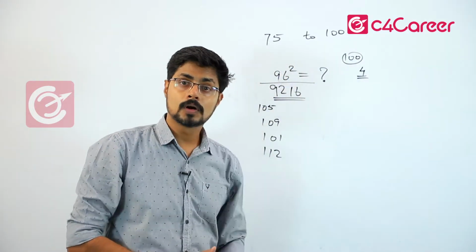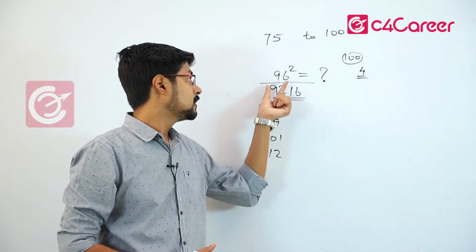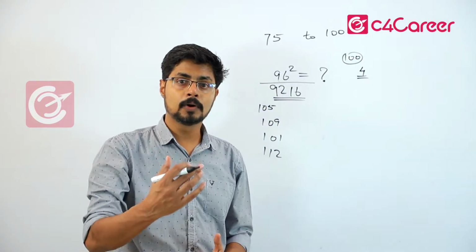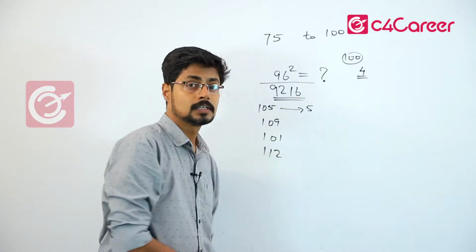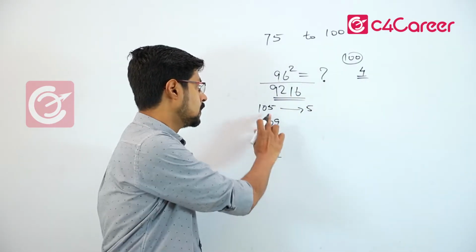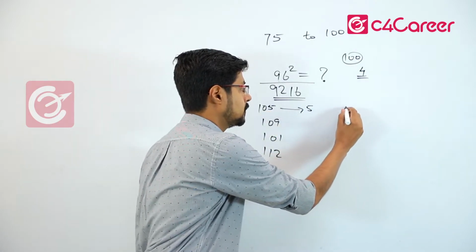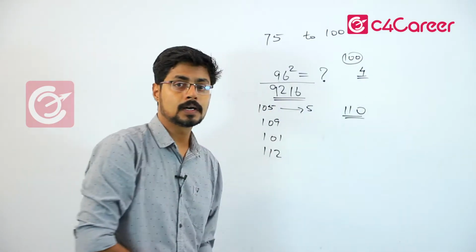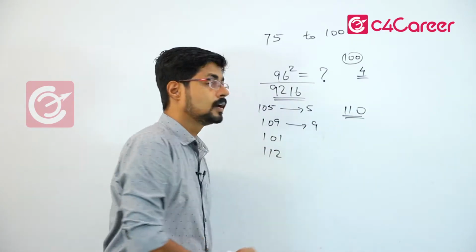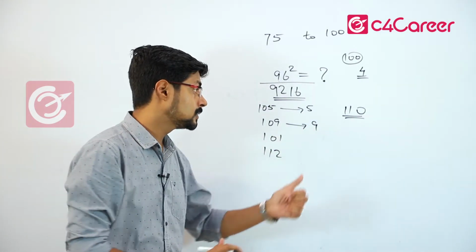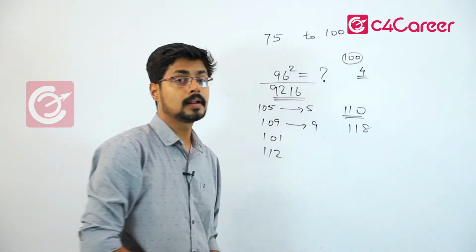I hope you understood the difference between numbers above 100 and numbers below 100. The only change is in the first part. When the numbers are above 100, we add the difference. 105, the difference from 100 is 5, so we get 110 as the first part. 109, the difference from 100 is 9, so our first part is going to be 118.